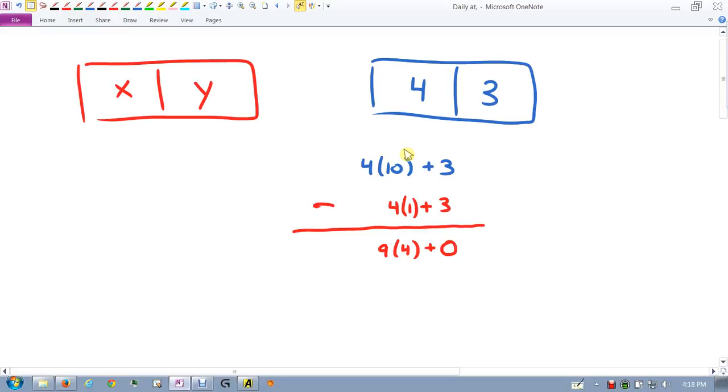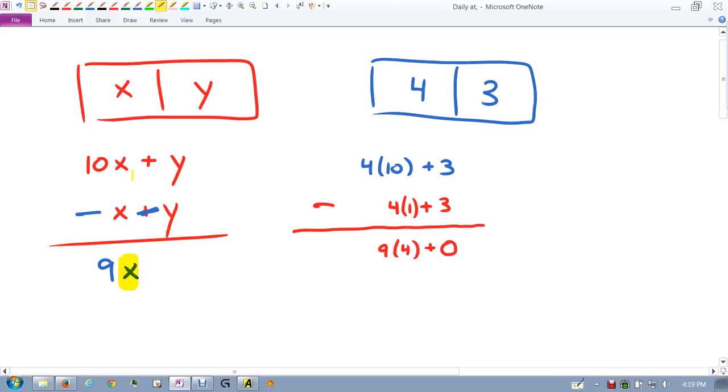Now, I'm only setting you up for this. What does this mean? I have 10 x's plus just y, whatever y is. I'm supposed to add the two together, and then subtract them. When I take the y and subtract the y, what do I get? Nothing. When I take 10 x's and subtract x, I get what? 9 x's.